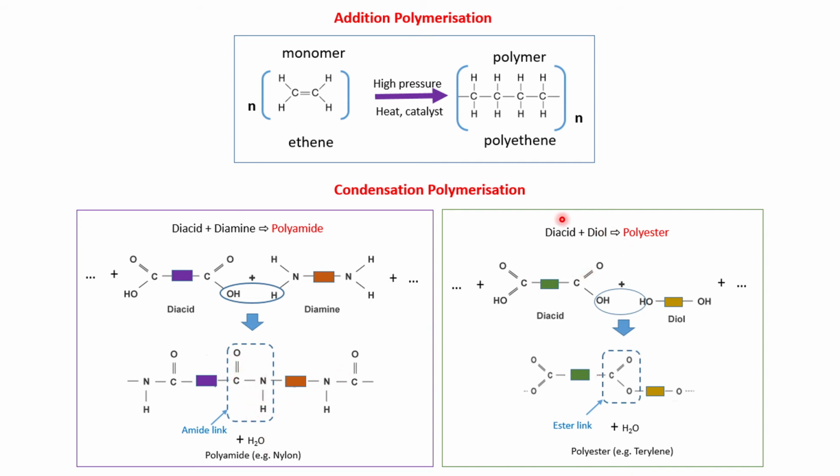Similarly, if the condensation happens between a diacid monomer and a diol monomer, there will be formation of an ester link. An ester bond will be formed, and there will be a release of a water molecule. So this is the difference between addition polymerization and condensation polymerization.